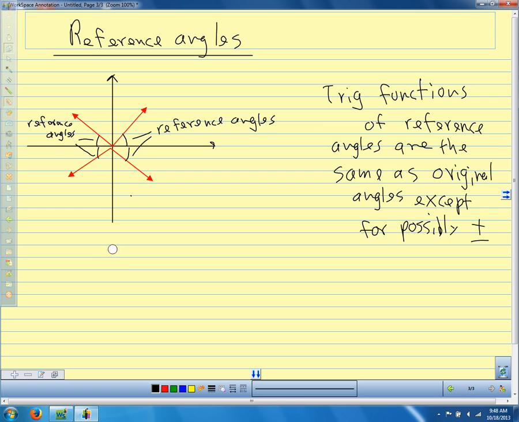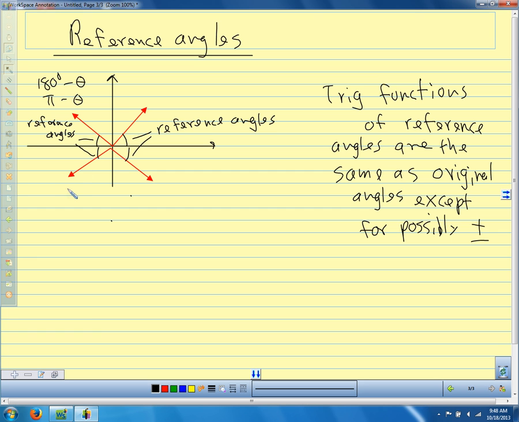Now before we do any examples, let's look at this diagram and decide how we find reference angles. So in the first quadrant, reference angles are easy. The reference angle is the same as our regular angle. In the second quadrant, if we have an angle in standard position, how are we going to find our reference angle? Subtract it from 180. This is 180. So we would do 180 degrees minus theta, or in radians, it would be pi minus theta. That would give us our reference angle. We're just finding how far we have to go to get to the x-axis.